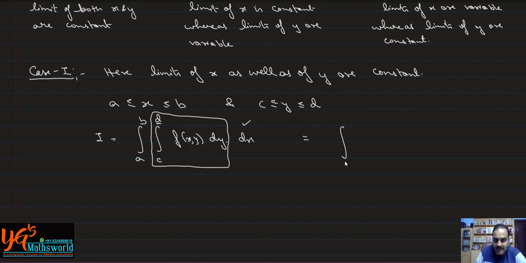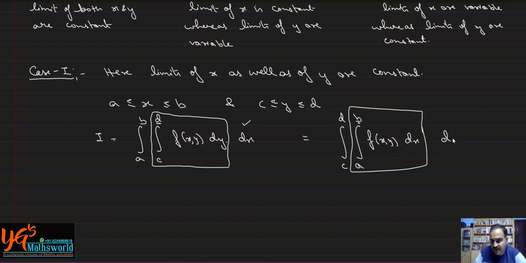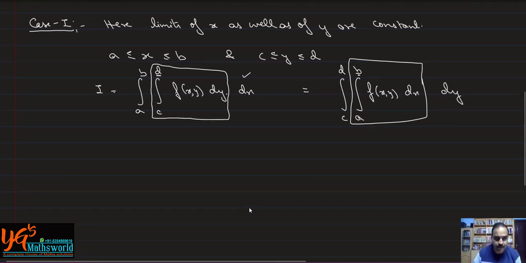Or we can also write it as c to d and then a to b of f of xy. Here the limits a to b are of x, so first of all we take integration with respect to x, and then we take integration with respect to y. It totally depends upon the limits.